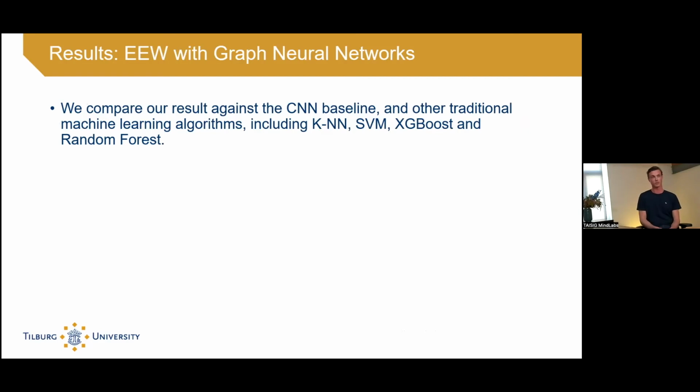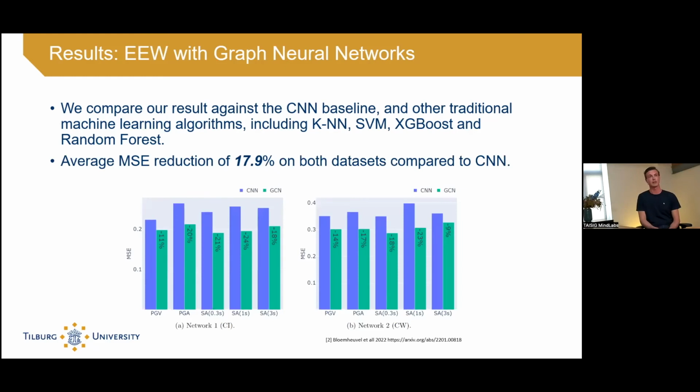So concerning the results, we compared our model against the CNN baseline that was created by the seismological experts from Italy, and also other traditional machine learning algorithms. So K-nearest neighbor, XGBoost, random forest. And we saw great results. So we had an average mean squared error reduction of 17.9% on both datasets compared to the best performing baseline, which was the CNN. And this is actually really remarkable because keep in mind that the only information that we've added was the notion of this graph. So this is only one time calculated before you do the analysis at all. So with a little bit of effort, you get a really great reduction in error.